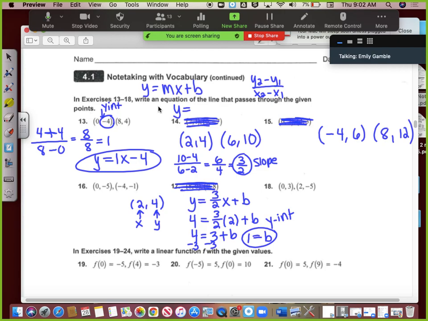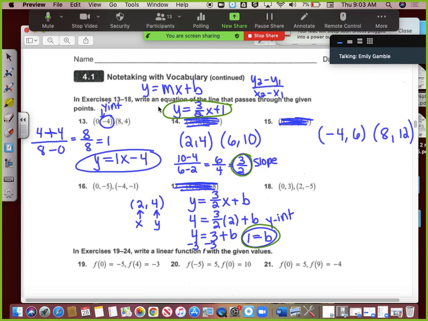Y equals, what's my slope? 3 over 2. So 3 over 2x, and then what's my y-intercept? 1, so plus 1. So here's my final answer. I'm just going to circle it in green so that you can see. My equation is y equals 3 over 2x plus 1. My slope I found in the very beginning to be 3 over 2, and then I just found what the y-intercept was, which is 1.